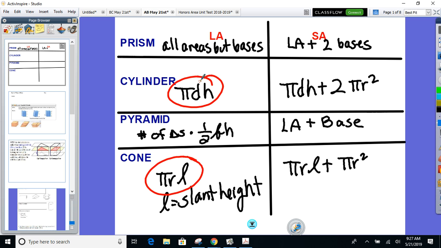Thomas? For the cylinder and the pyramid, the h represents? Height of the cylinder, height of the pyramid? Well, no. This h right here is the height of one of the triangular faces, which would be the slant height. Okay, good? Not the height of the pyramid. And this is the height of the cylinder in h. The h in the cylinder is the distance between the two circles.